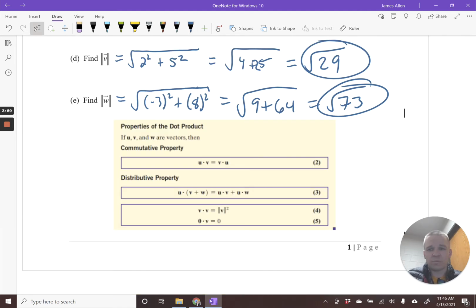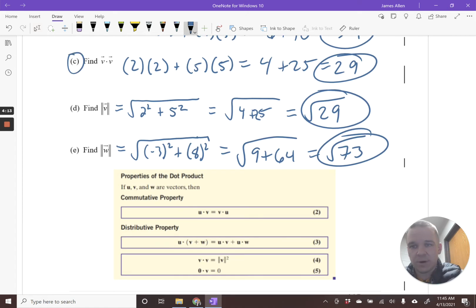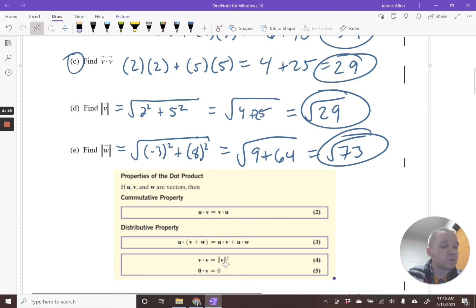So as I said, we got some properties of the dot product. The commutative property applies. We did that one first. The distributive property also applies. And the one I was alluding to before is that the dot product of v and v, like we did in part C, is equal to the magnitude squared. If I took the square root of 29 and squared it, I'd get 29. And the last one is that the dot product of the zero vector and the vector v is always going to equal 0. Kind of like with multiplication, anything times 0 is 0. Same goes with the dot product.